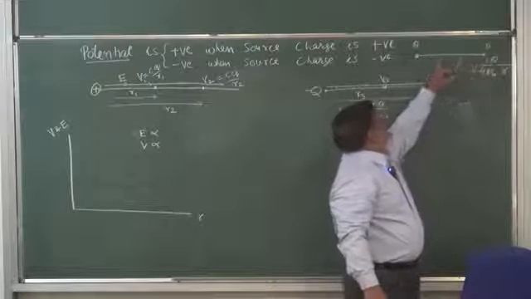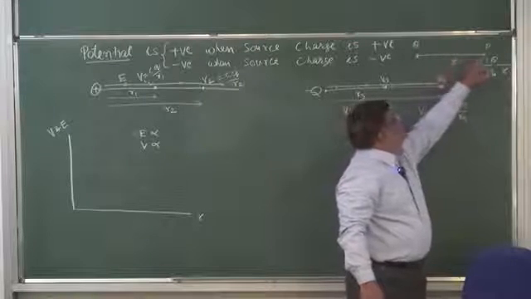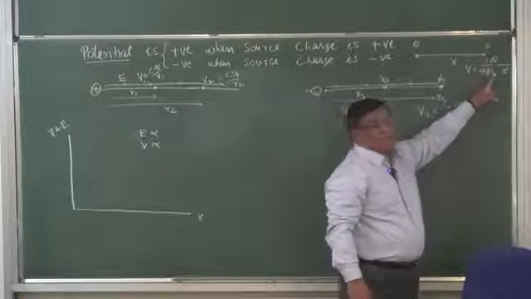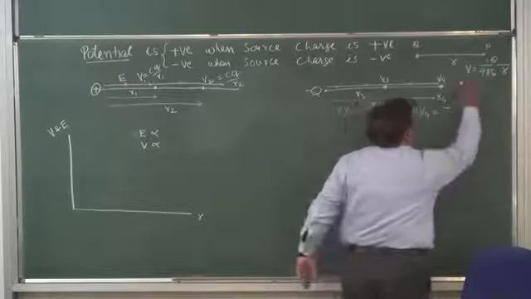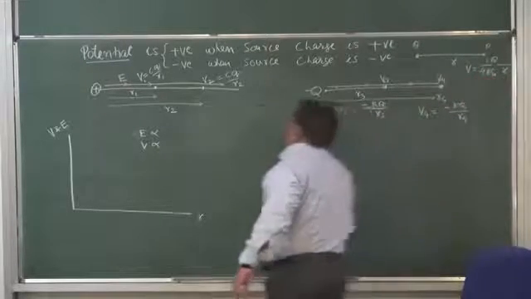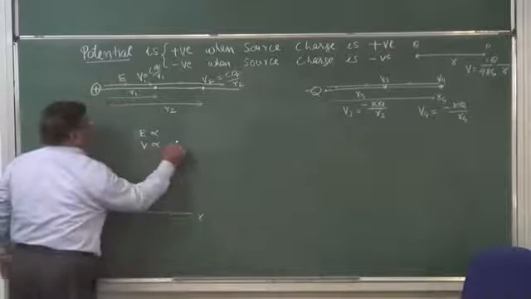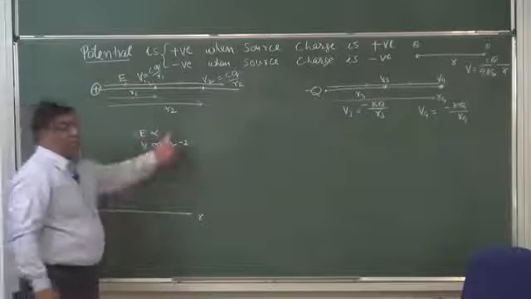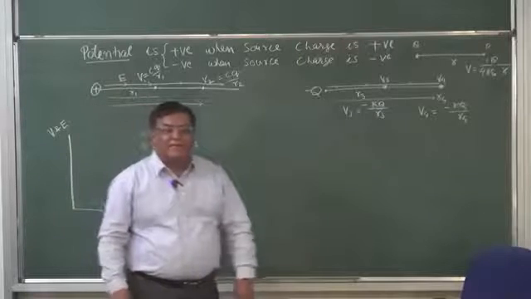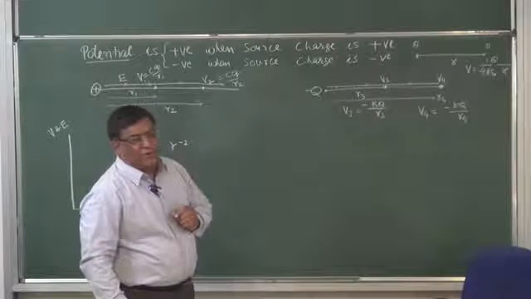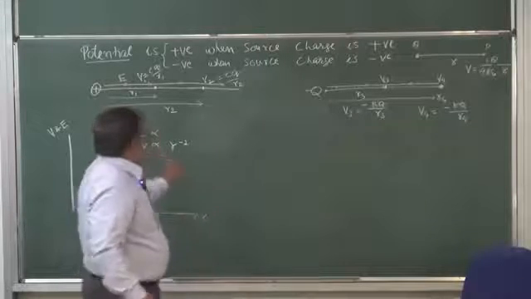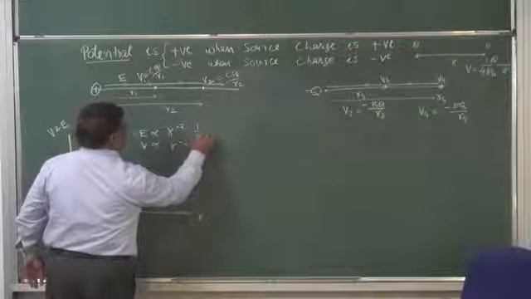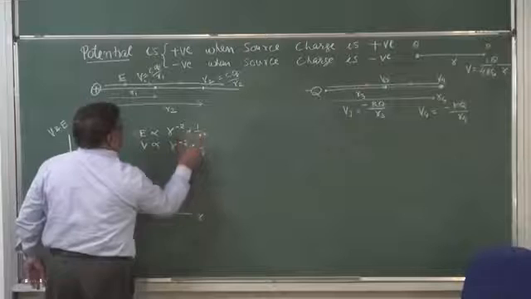So if we change R, there is no change in the value of Q. This is a constant, this is a constant. So we can say V is proportional to 1 upon R. Now what is E proportional to? E has the equation E is equal to 1 upon 4 pi epsilon naught Q upon R square. So this is proportional to R to the power minus 2, that is 1 upon R square, and this is 1 upon R.